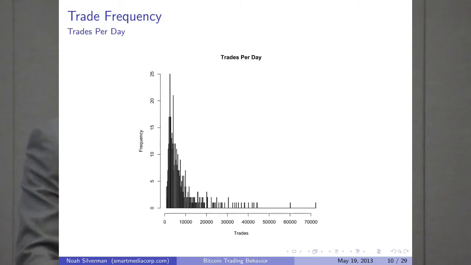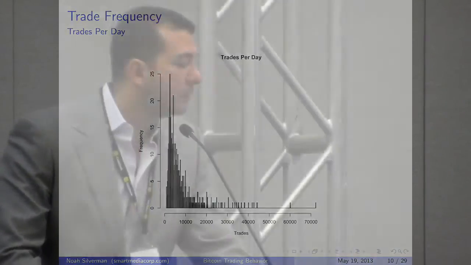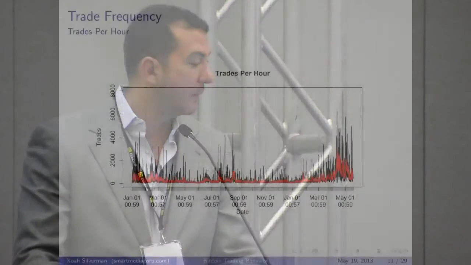Trades per day. There were a few crazy outliers. If you look, you'll see we had a few days with 40,000 trades. There were a few days with 60,000 trades. I don't know the dates of those, but I would guess it's during the big run up or the big run down when all the volume piled in and MountGox slowed down for a bit.